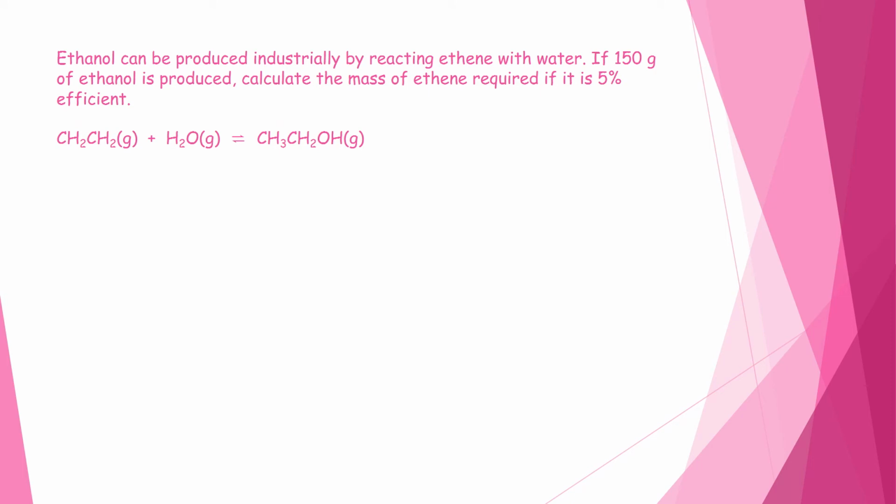Now let's look at the same problem with a different starting point. In this particular problem we have 150 grams of ethanol. So our known is our product. Now because it's a product, this is the actual amount of conversion we got. And that was 5%. So this is representing 5% conversion. And before we start the stoichiometry, we need to know the theoretical or the 100% conversion. So we apply our yield calculation at the beginning.